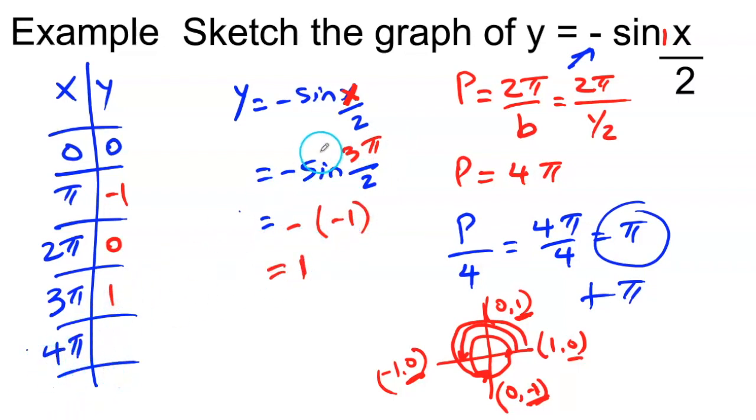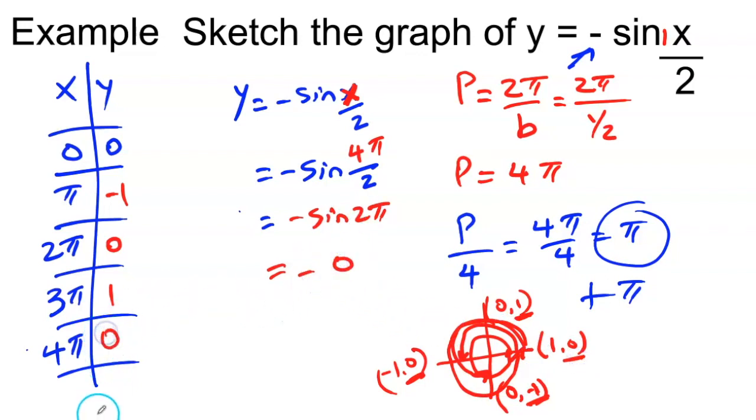The last one is going to be 4 pi. If I simplify this, it's going to give me negative sine of 2 pi, and 2 pi is going all the way around. Therefore, my sine is 0, and now I'm going to have negative sine of 0, which is 0. Alright, so these are the values. Let's plug this into the graph.